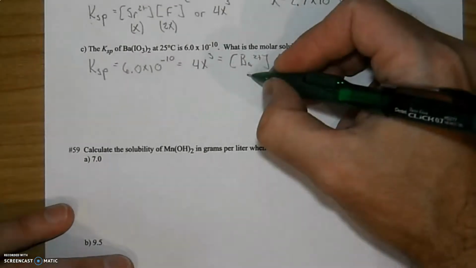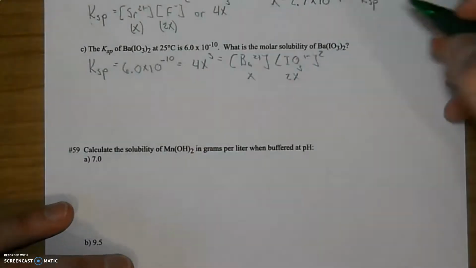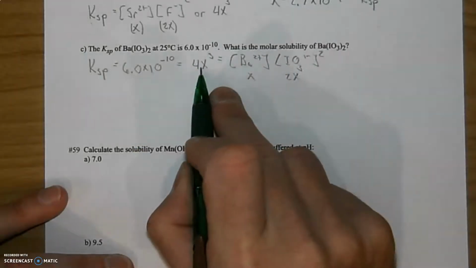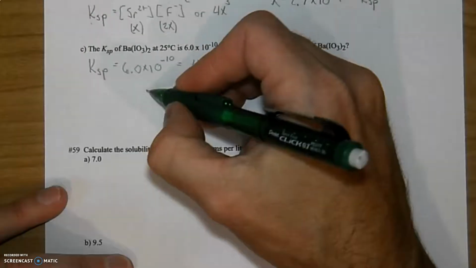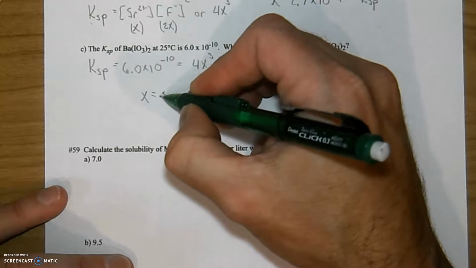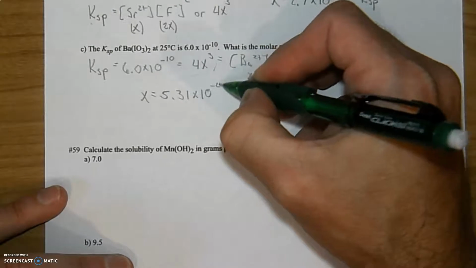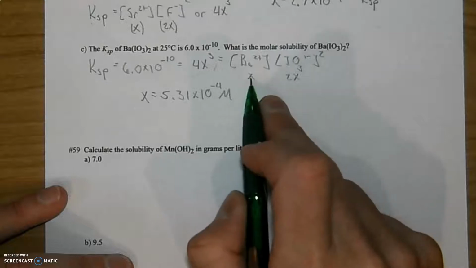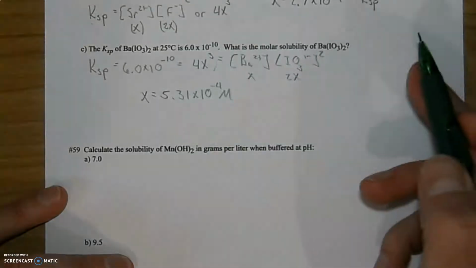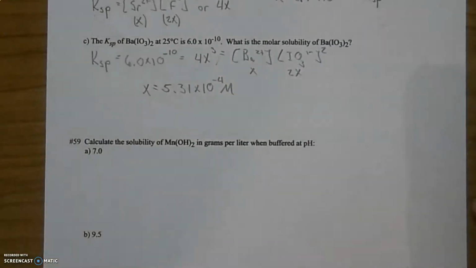Based on how these are going to behave, it's x and 2x for them. So if I know what this value is and I have this equation, I can simply do the algebra on this and solve for what x is. And if I do that, x will be equal to 5.31 times 10 to the negative 4, and that is a molarity. And that is what is equal to barium, which is x, which happens to have the same stoichiometric relationship to barium iodate. That's it.